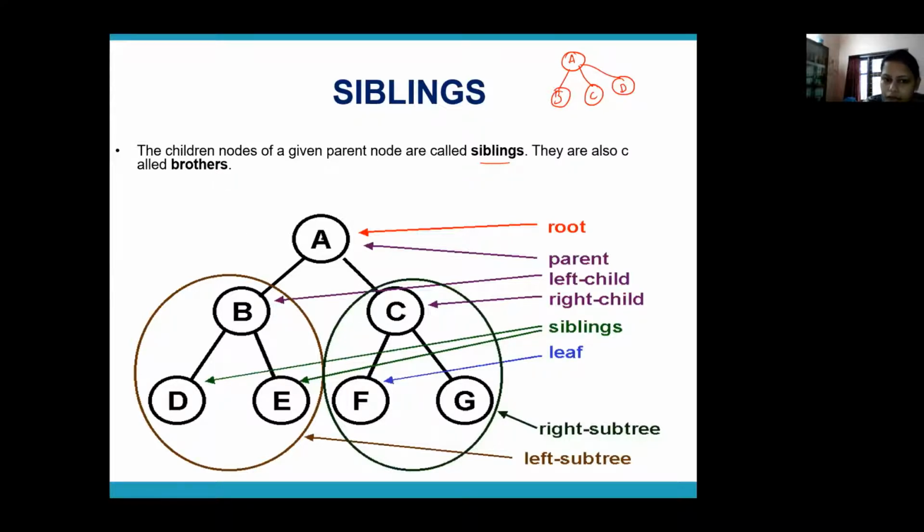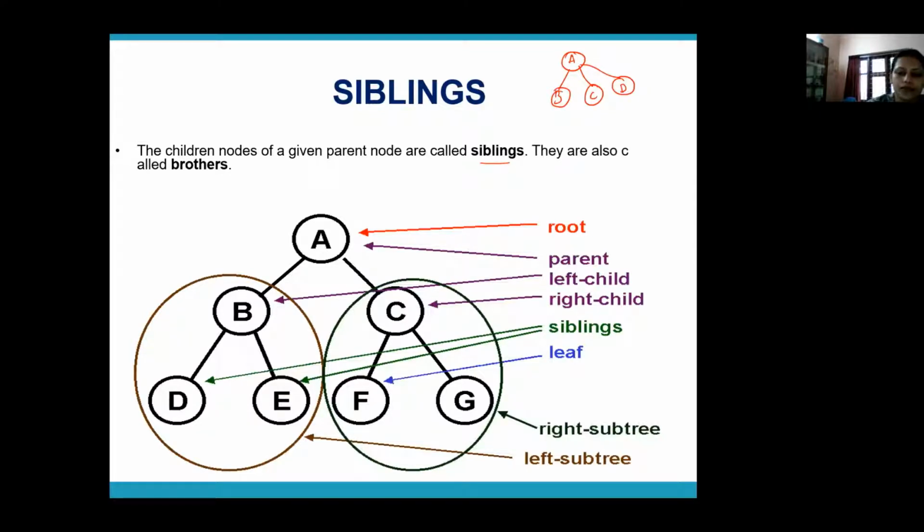If A is the root node, you can say that B and C are siblings. Then you can say that D and E are siblings. Why are D and E siblings? Because they belong to the same parent B. Then you can say that F and G are siblings because they belong to the same parent C. So children of the same parent are called siblings.